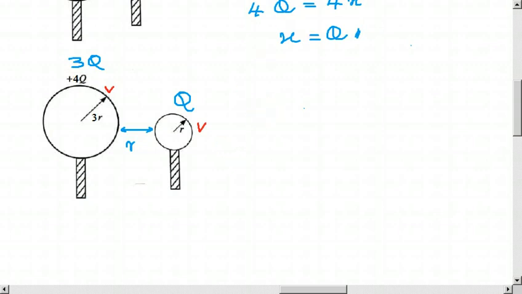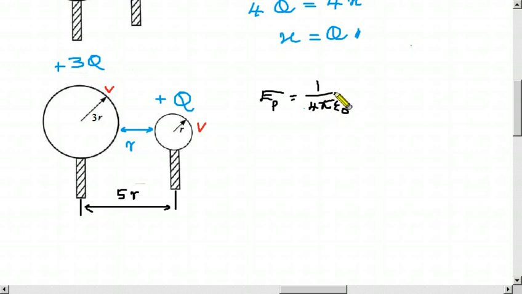Now the center to center distance is how much? 3r, r, r, 5r. So energy equation, now we have to delete this 4q. There is only 3q now. Here there is 1q. Potential energy equals 1 over 4 pi epsilon naught, charges 3q times q divided by the distance 5r.